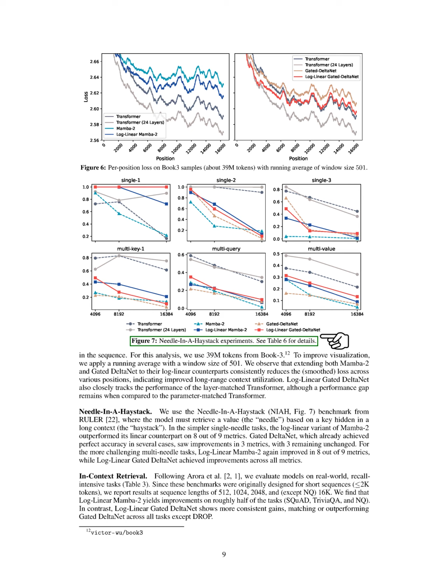We also utilize the needle in a haystack benchmark, where the model retrieves a specific value from a long context. In simpler tasks, log-linear Mamba 2 outperformed its linear version in most metrics, while gated DeltaNet improved in some areas. For more complex tasks, both log-linear models showed significant improvements. In our evaluation of real-world recall-intensive tasks, we find that log-linear Mamba 2 improves on about half of the tasks, while log-linear gated DeltaNet consistently matches or exceeds its linear counterpart in nearly all tasks except one.